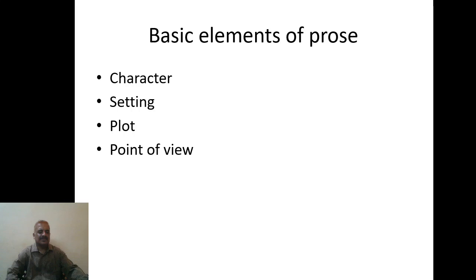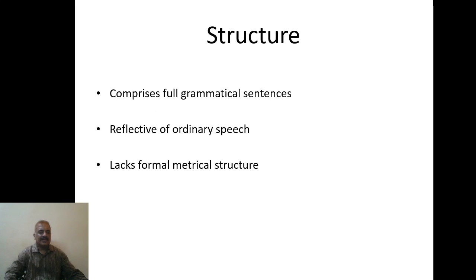Next, point of view. Point of view is very essential to prose as it affects the perspectives of the reader. First person narration or third person narration is seen in writing. Next, structure. Any piece of prose writing is based on grammatical sentences. It reflects ordinary speech. It is not based on metrical structure as in poems. It is more liberal for writing styles than poetry.